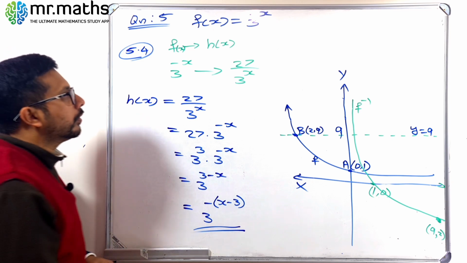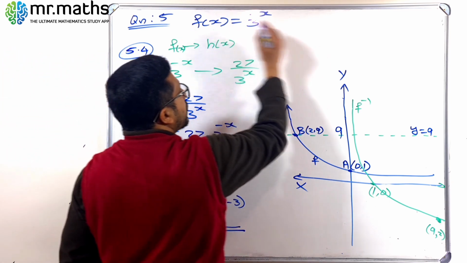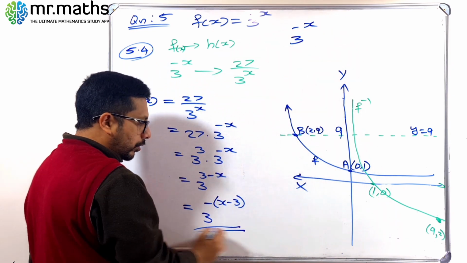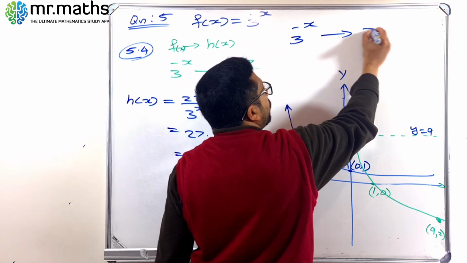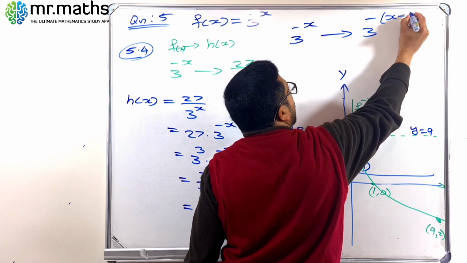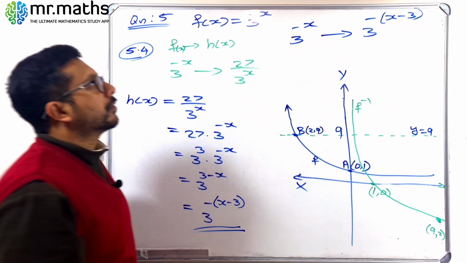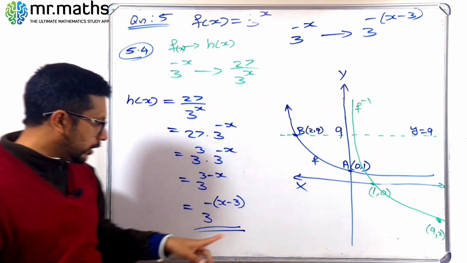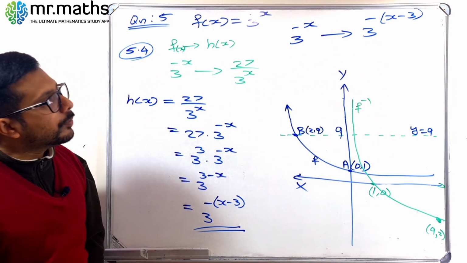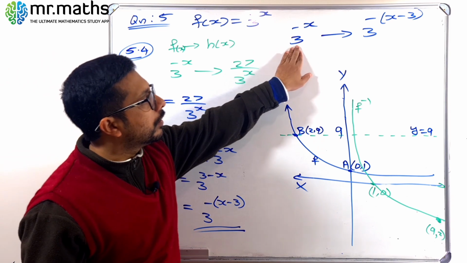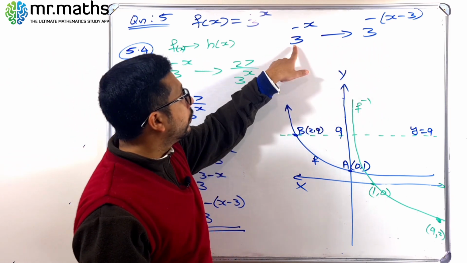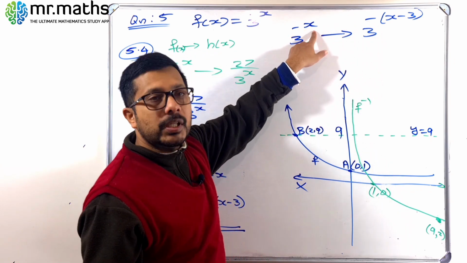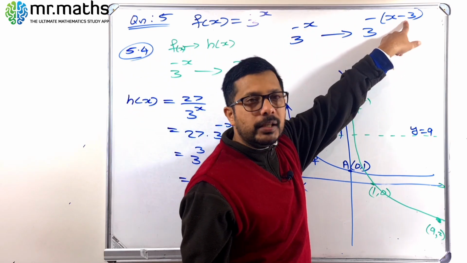Okay, so now look at this one. 3 raised to, what is our f of x? 3 raised to minus x. And what is our h of x? We got 3 raised to minus of x minus 3. So this is our f of x and this is our h of x that we got now. Now tell me what happened to this one to get this one. Instead of this x, here it is x minus 3.